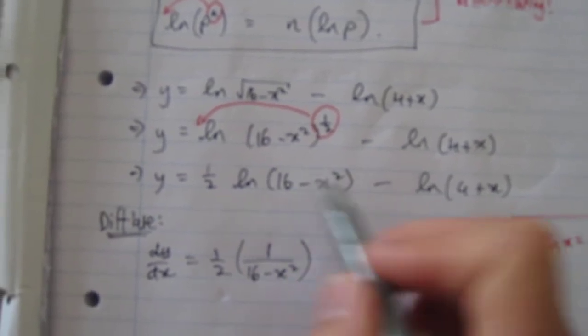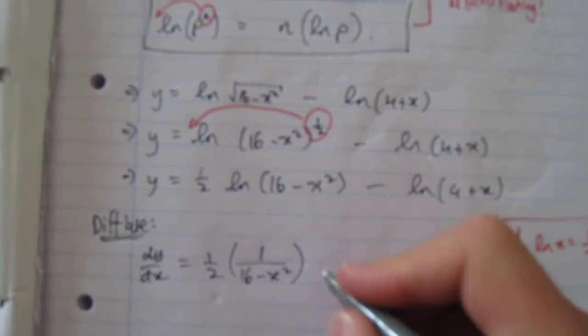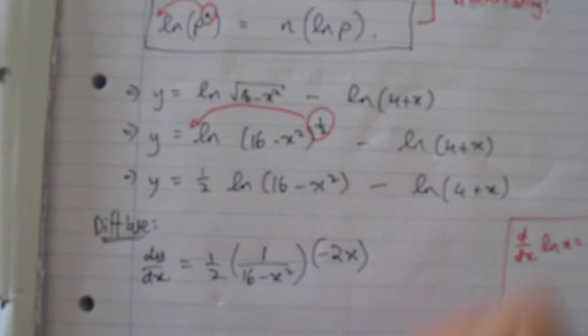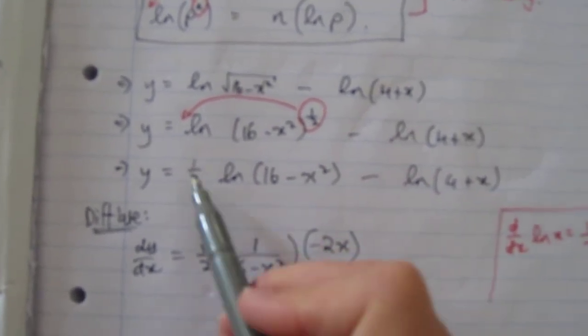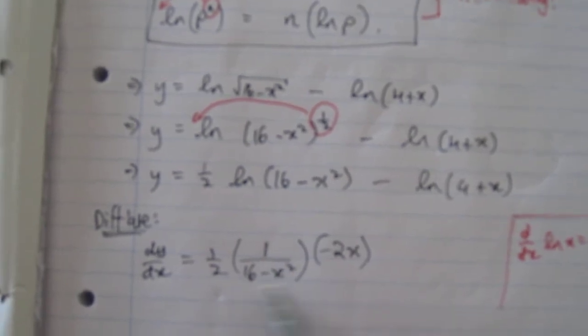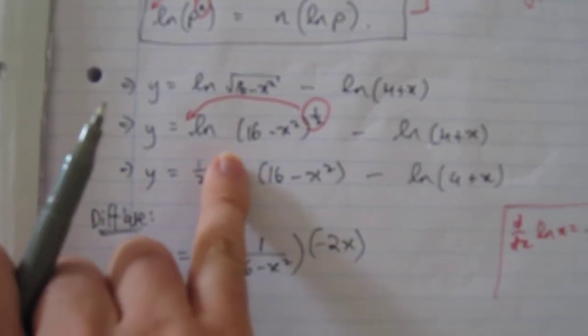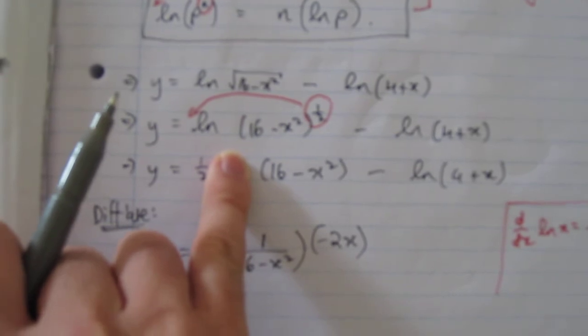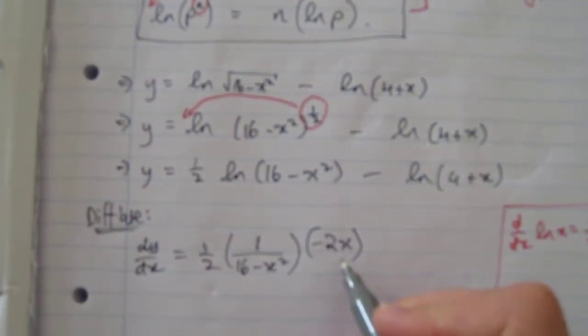So the half stays out the front. ln of something gives me 1 over that something. And then we need to cover the ln and differentiate what's inside the bracket. So we differentiate 16 minus x squared and we get minus 2x, since differentiating 16 gives nothing.